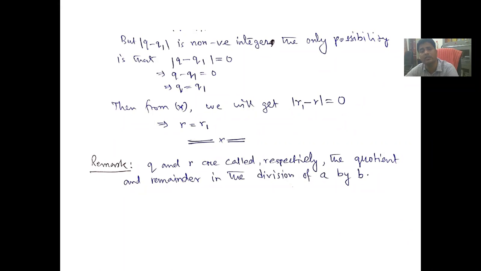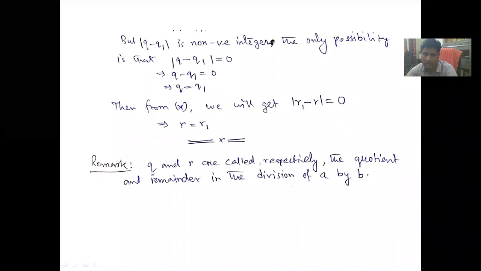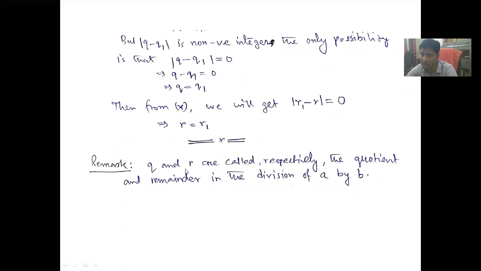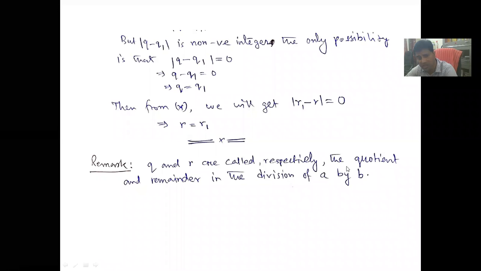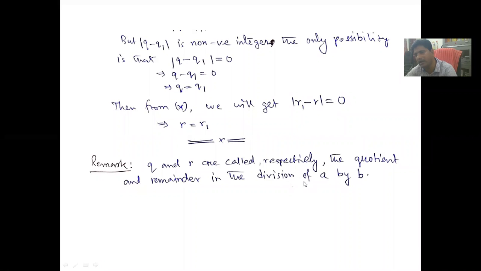And in this theorem, we get two unique integers Q and R. In this division of A by B, Q is called the quotient and R is called the remainder.